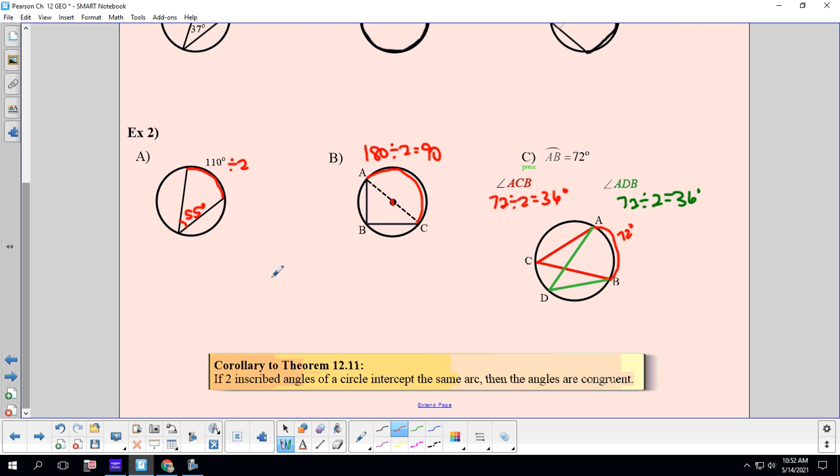So if two inscribed angles of a circle intercept the same arc, just like this picture here, then the angles are congruent. You know that these two angles are going to be equal because they touch the same arc. They open up to the same arc.